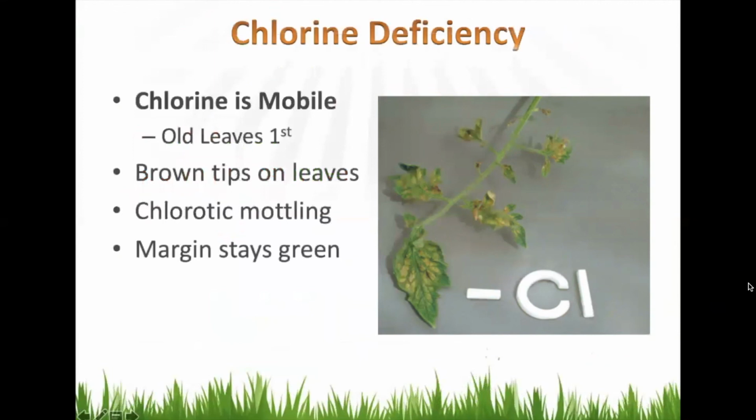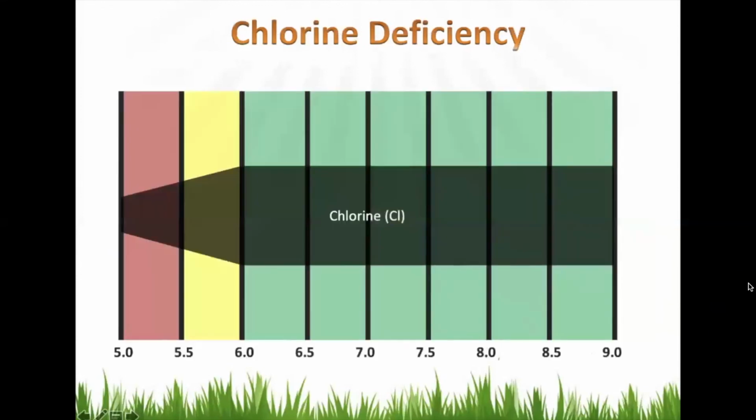And mottling is when you have speckling that's across the foliage. But the margin throughout this process stays green, which is really important to note. So everything else is chlorotic to necrotic, but the margins of the leaves, especially of the old leaves, stay green. And anything below 6.0, specifically 5.5, chlorine deficiencies may occur.